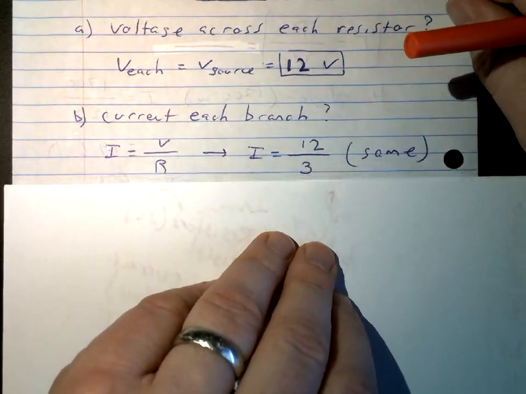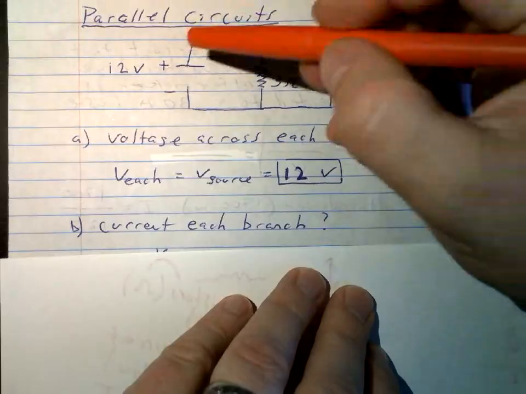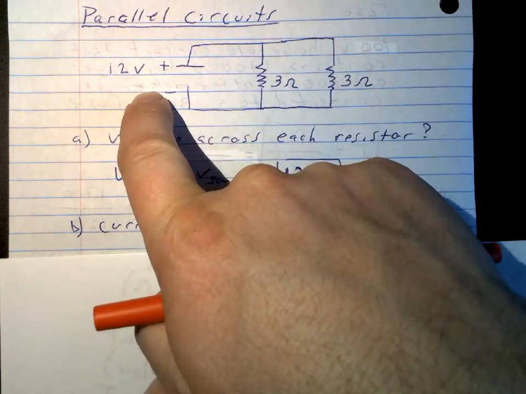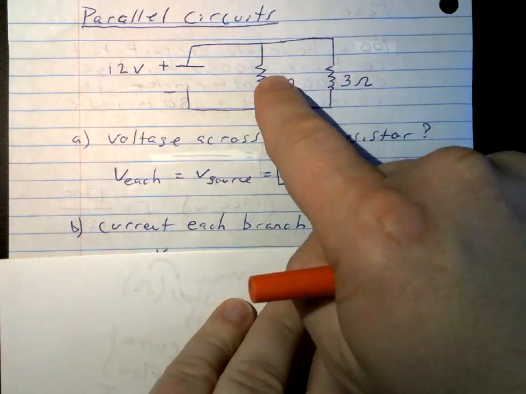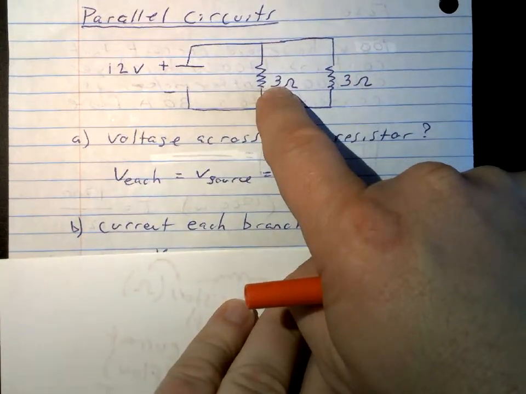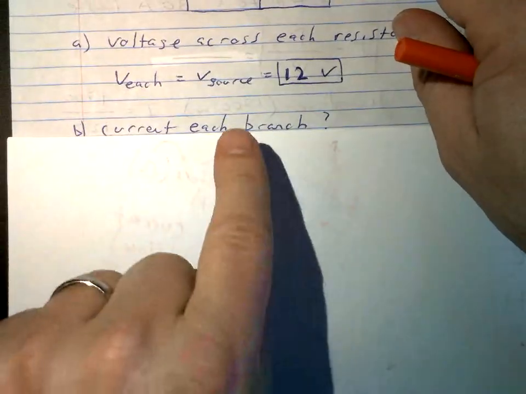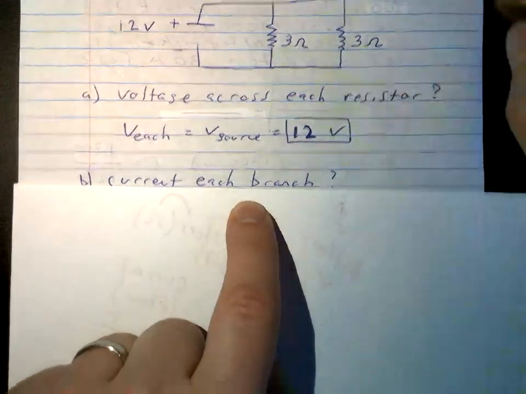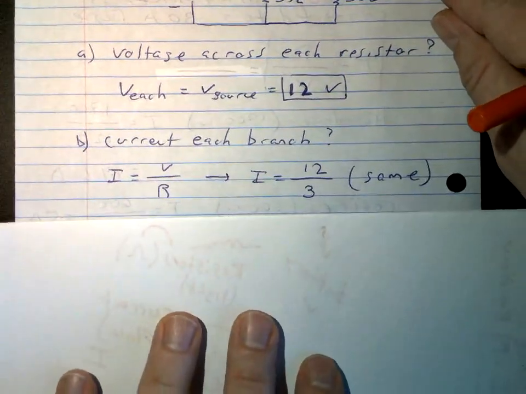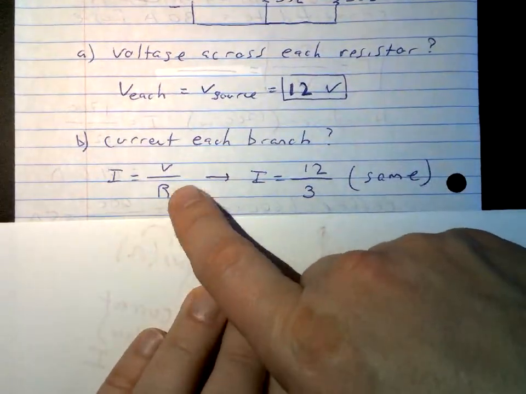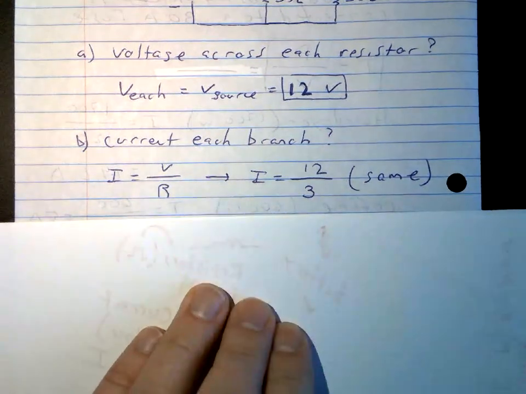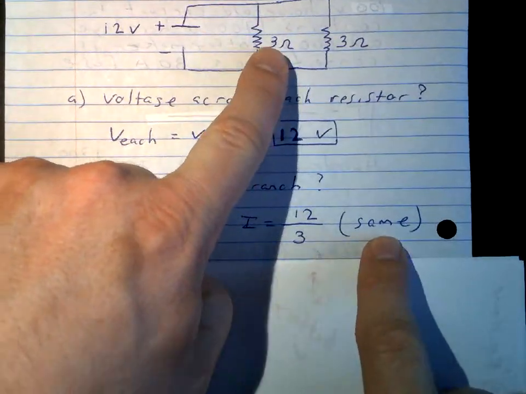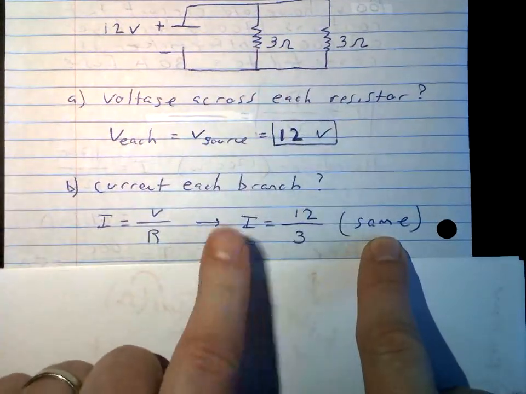Okay, what about the current? Remember, current is how much is being used from the 12 volts. And that's what you have to figure out. So how much current, how much voltage are you using? It says each branch. So what if these were different? You would have to do this again. You're going to use Ohm's law again, which is I equals V over R. And you're going to go 12 volts over 3. And since these are the same, you don't have to do this again.